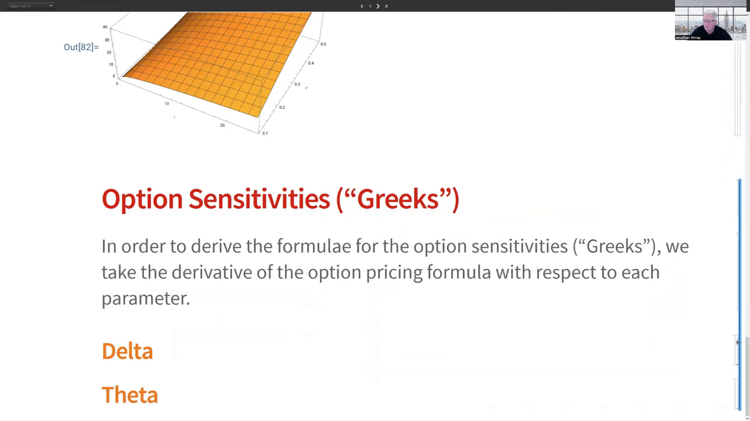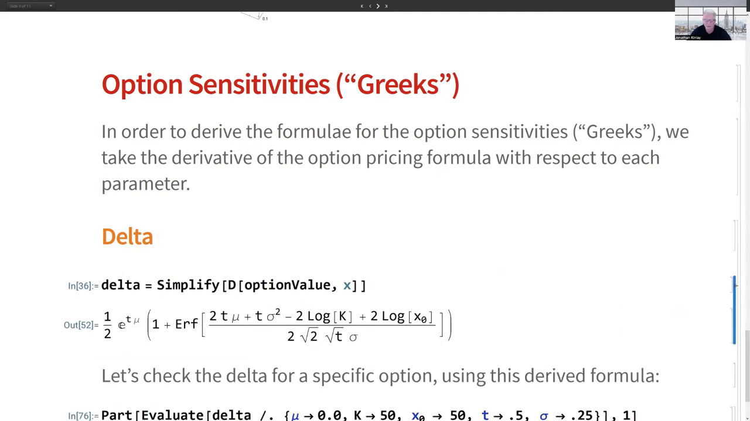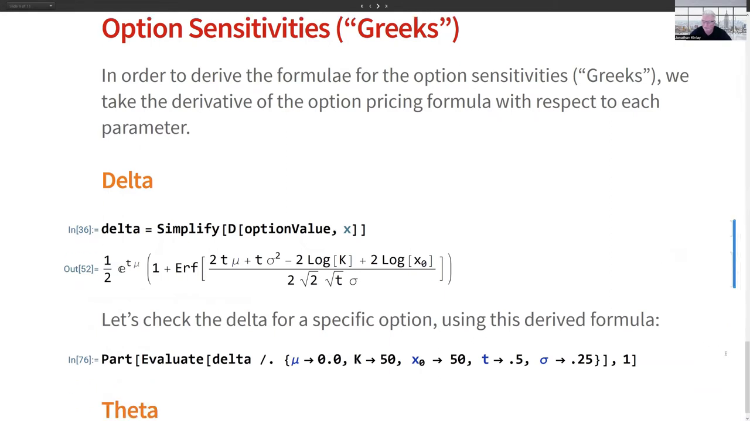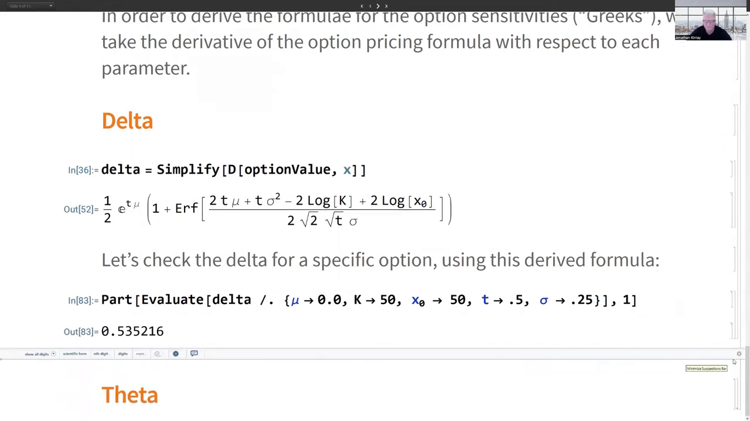So for example, the delta refers to the change in the option value with the underlying stock price. It's the derivative of the option value formula with respect to X. And we can directly calculate that expression as shown here. Let's check the delta for our option with the parameters as before. And here we find that the call option delta is 0.535.